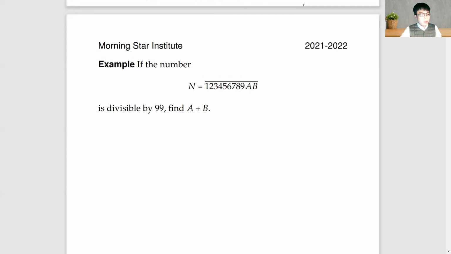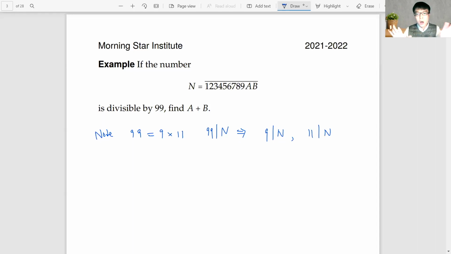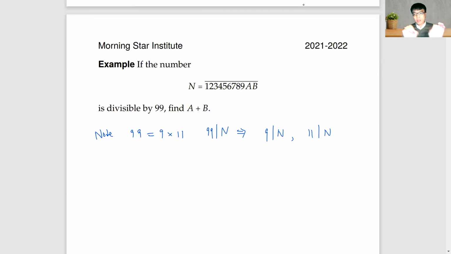We don't have a divisibility test for 99, but we have divisibility tests for 9 and 11. Notice that 99 equals 9 times 11. So the original number N is divisible by 99. It implies this number is divisible by both 9 and 11. So we can use the divisibility tests for 9 and for 11 to figure out the values of A and B and any properties related to that.